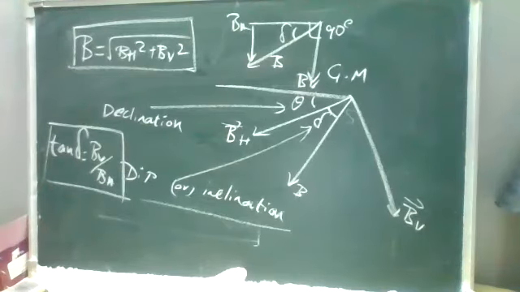Whatever we are discussing here, tan theta is equal to BV by BH, we call it the tangent law.